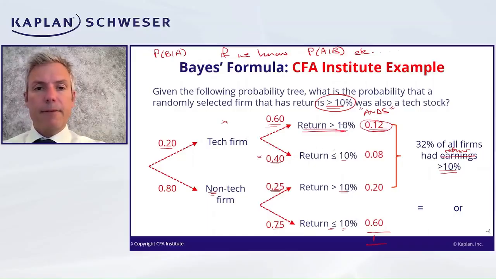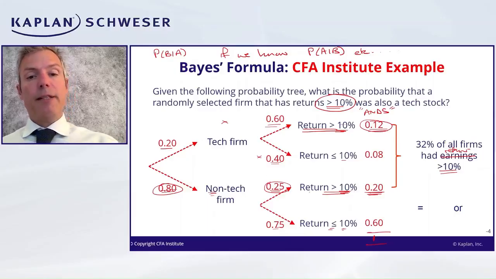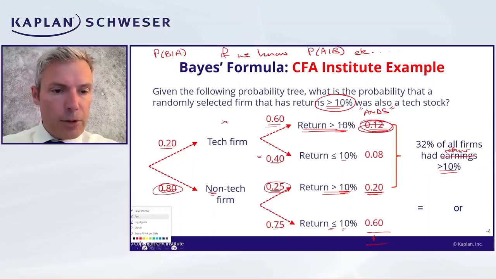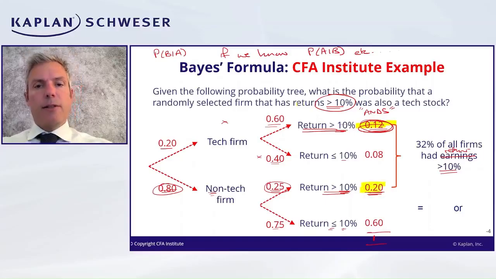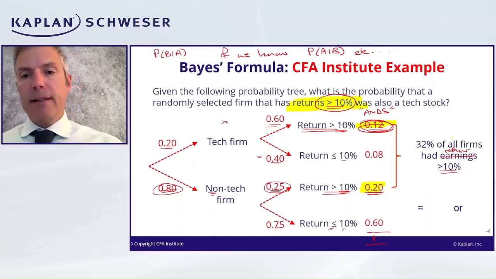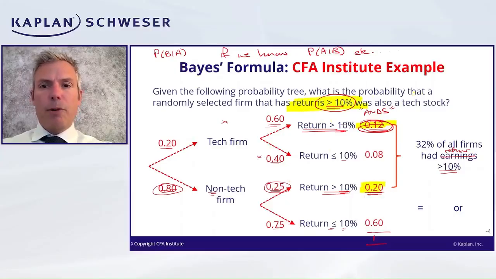There are also these firms here. There's 20% of the world that makes up these firms, because there are so many non-tech firms. Yes, it's less likely they'll have a high return, but 80% of firms are non-tech, so it makes up 20% of the universe. So it's these two, 0.12 and 0.2. That's the world where returns are greater than 10%. So what's the probability that a randomly selected firm has returns greater than 10%? That's 32%.